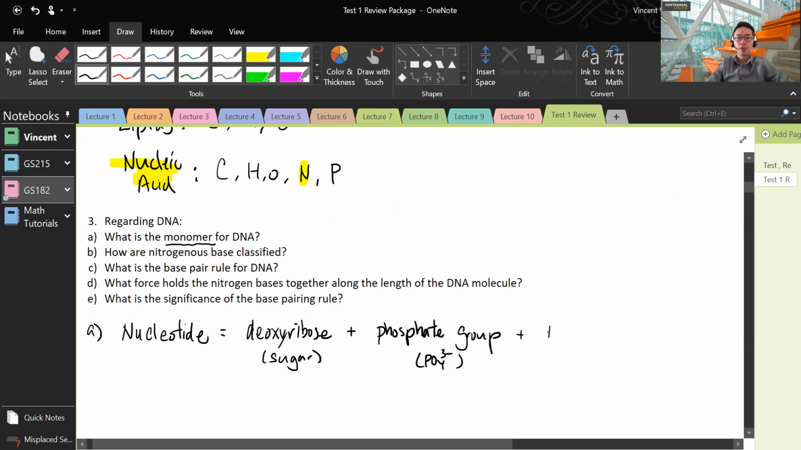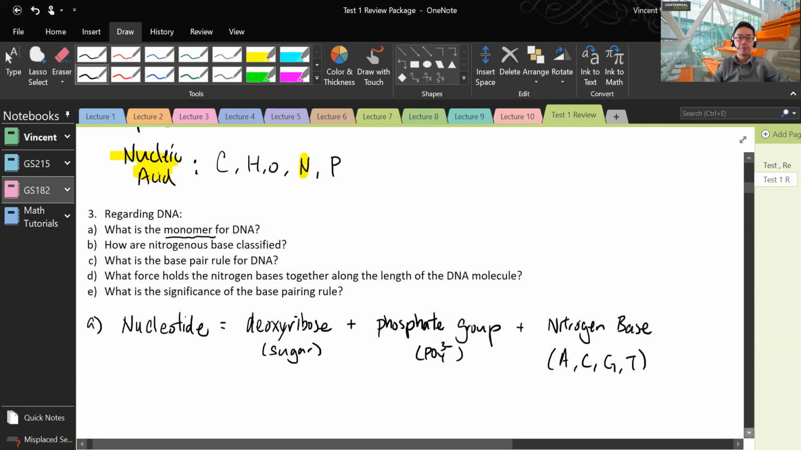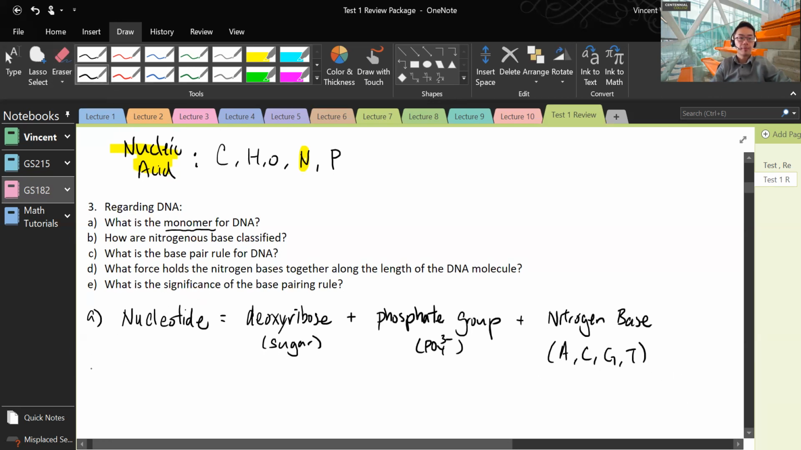And then there is also going to be a nitrogen base. Nitrogen base. Okay. So for DNA, the nitrogen base could be A, C, G, or T. Right? Adenine, cytosine, guanine, or thymine. That's part A.